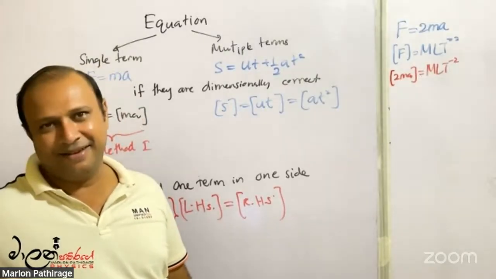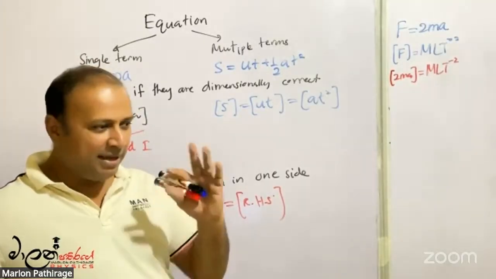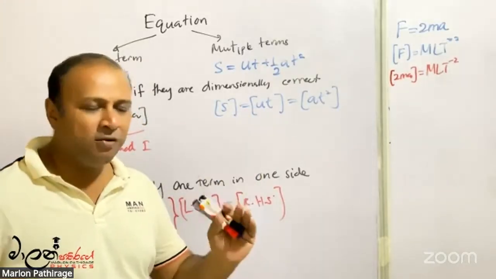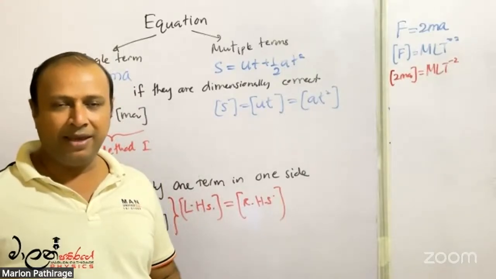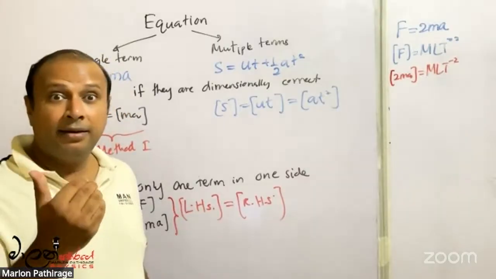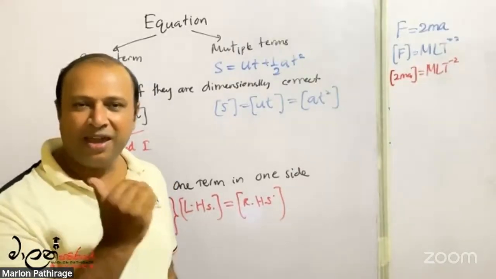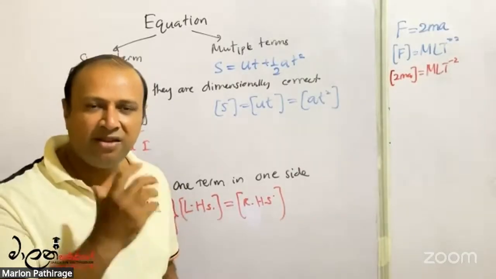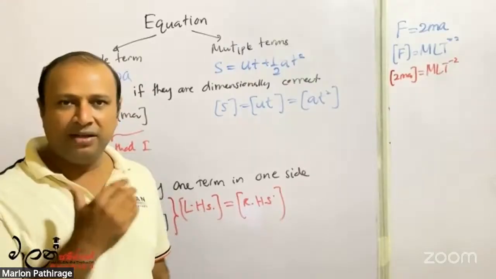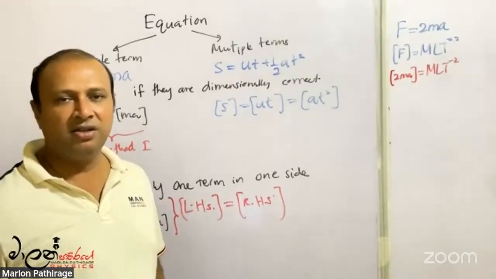Therefore, we can say only one thing. If there's an equation and its dimensions are okay, that's why I want to write this: this equation is dimensionally correct. You can say only that. You can say whether the equation is dimensionally correct or not. If that equation is dimensionally correct, then there is a possibility that the equation is correct.